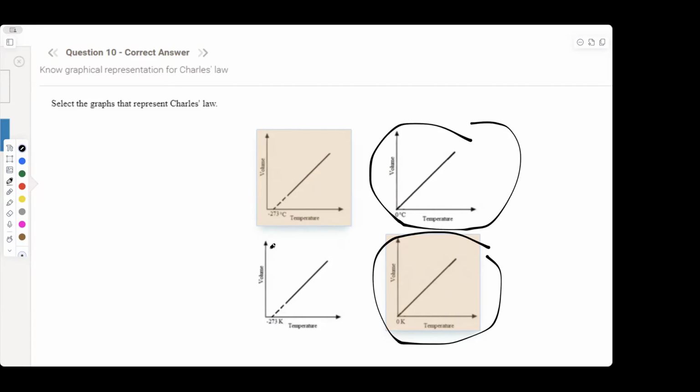This is wrong. I cannot plot volume versus temperature with 273 mixing Kelvin and Celsius. This is very important to understand, because if you don't know this, there is no way you will work it out in your mind in the exam. You have to know that if the temperature is in Celsius, the intercept is at minus 273. If it is in Kelvin, then it is at the 0 point here, 0 Kelvin.